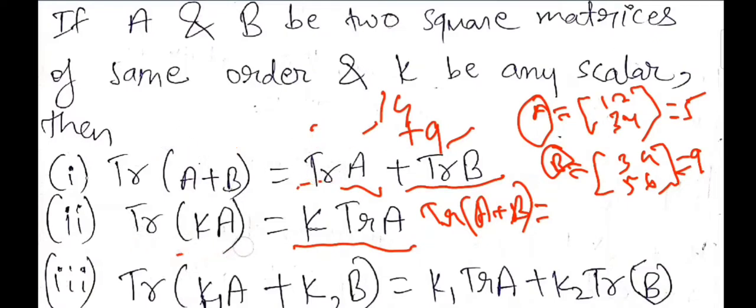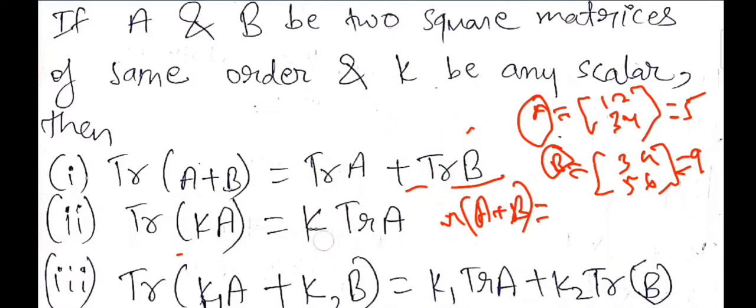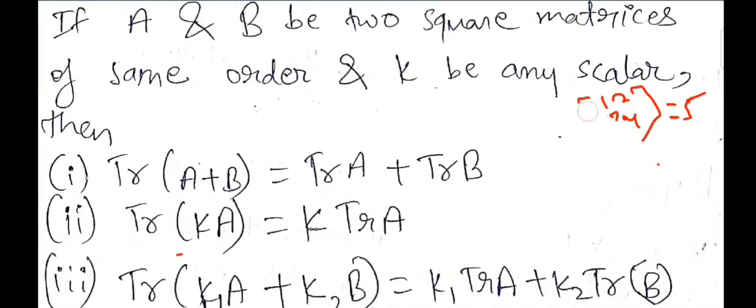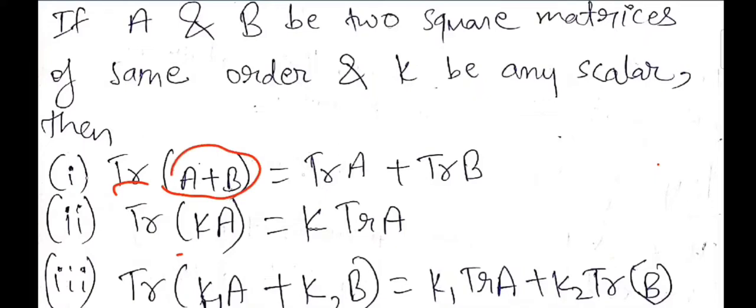So trace of A plus B is equal to trace A plus trace B. That means the trace of two matrices added together is equal to the sum of the traces of the individual matrices. Got it? So this is the thing.